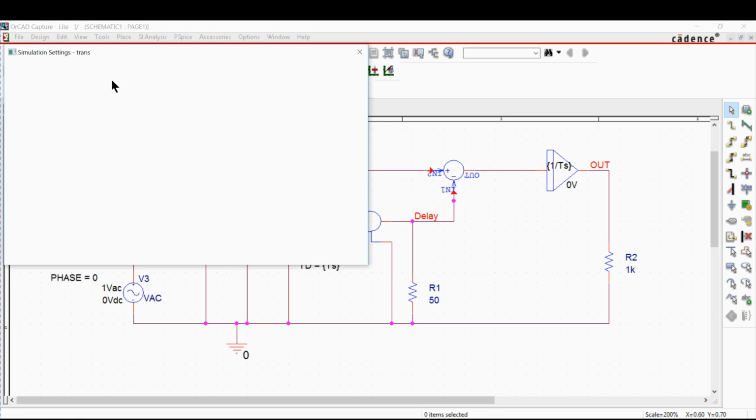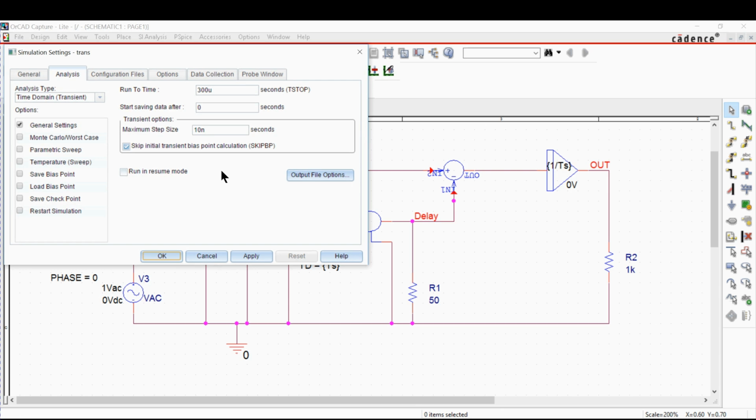Let me just have a look at the setting, because there's an important point here. First of all, we're going to run it for 300 microseconds. I've also set a maximum step size of 10 nanoseconds, but it is very important to check this box. If you are not checking it, it means that it's going to calculate the initial condition. You don't want it to do it. You want to leave the situation as it is at 0 time. Let me explain why.